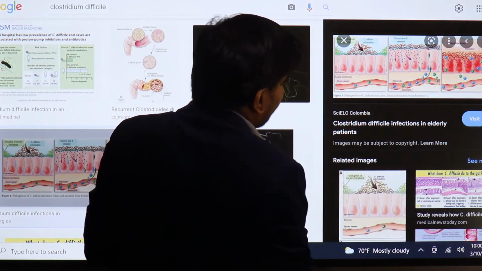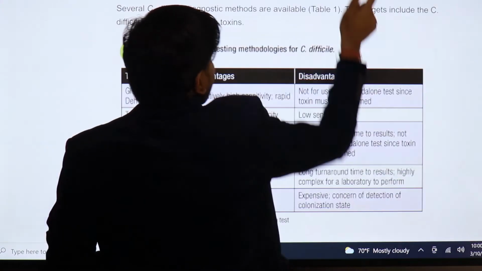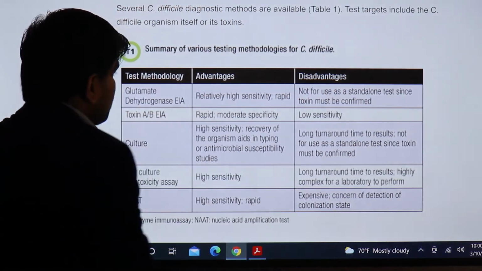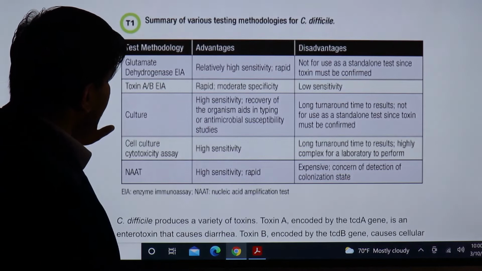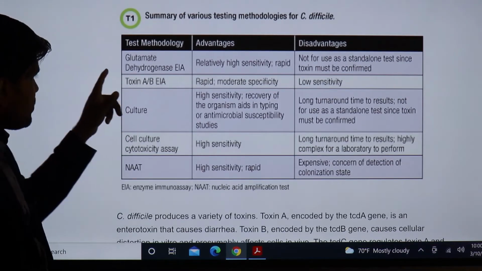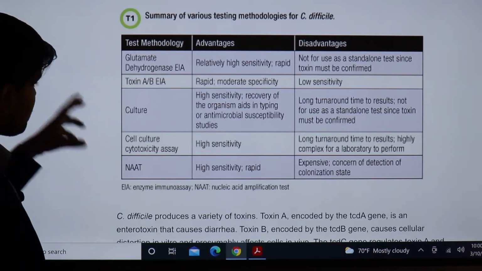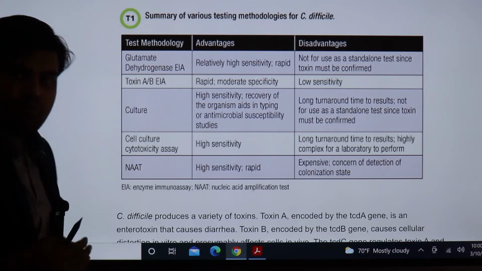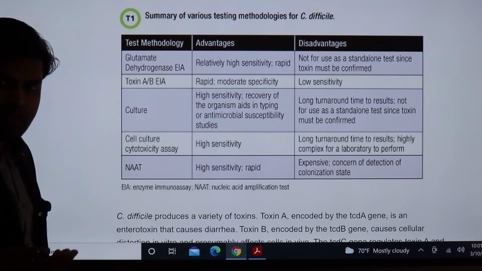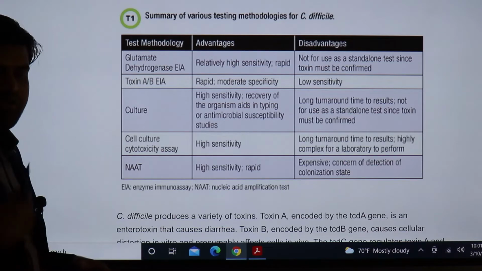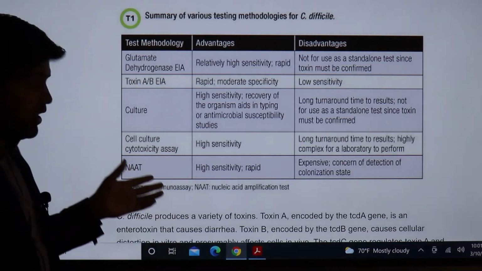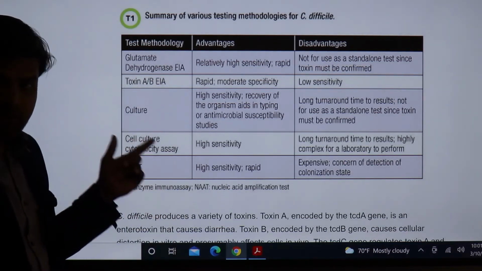The problem is how to diagnose it. That is important. There are two different things. We are not talking about the bacteria itself, because the bacteria is part of your normal flora. So if you go and culture it, it might not be sensitive, because people may have Clostridium difficile without diarrhea, and it may grow in culture.